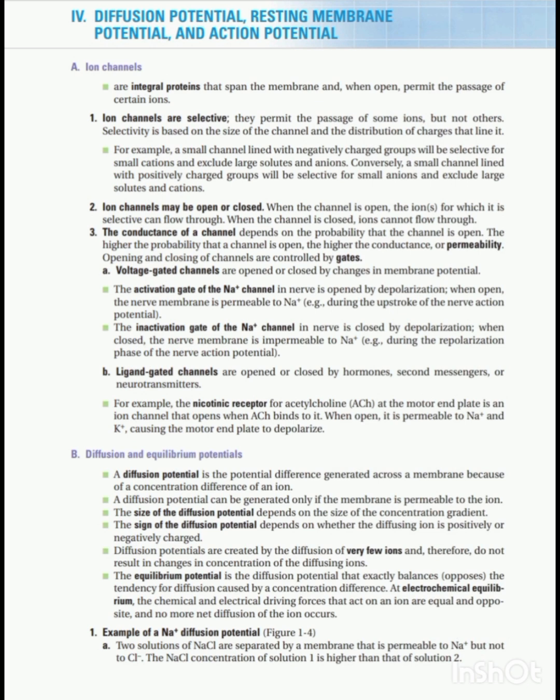The next is the ligand gated channels. These are opened or closed by hormones, second messengers, or neurotransmitters. For example, we have the nicotinic receptors for acetylcholine. The nicotinic receptor for acetylcholine at the motor end plate is an ion channel that opens when acetylcholine binds to it. So it is an example of a ligand gated channel, because only when acetylcholine binds does it open. And when open, it is permeable to sodium and potassium, and this causes the motor end plate to depolarize. This is just for a basic concept of a ligand gated channel; we will talk about it in detail in the upcoming videos.